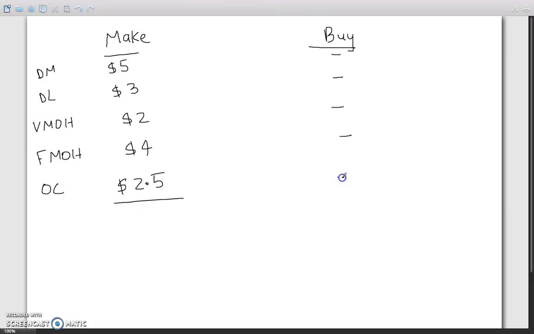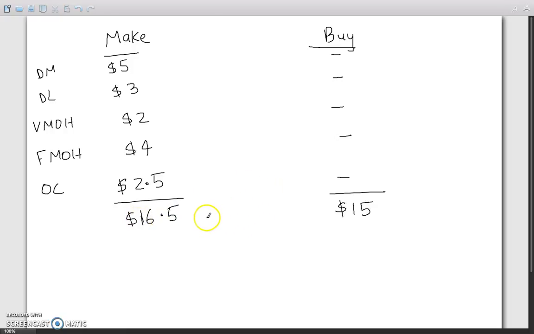Now let's total them up and see what we get. So this is 15, that's the quoted price. And let's see what we get on our own. 5 plus 3 plus 2, 4, 2.5. That is 16.5. See how the tables have turned now.